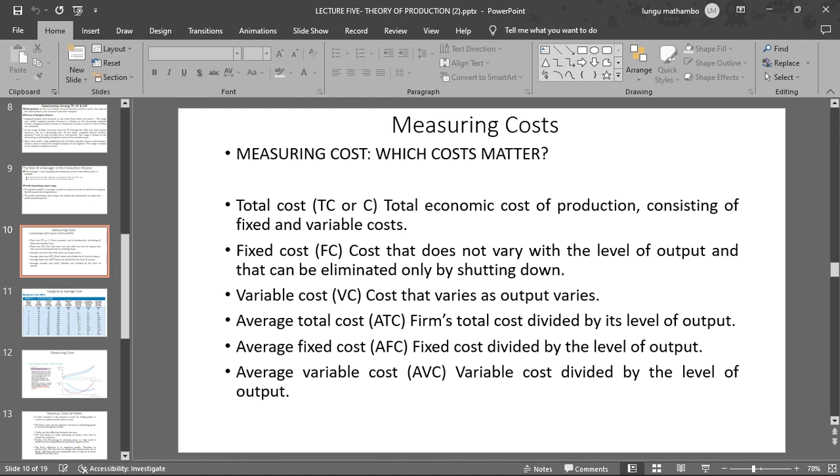Three stages of production. Okay, well, we've got increasing returns, we have decreasing returns, and then we've got negative returns.